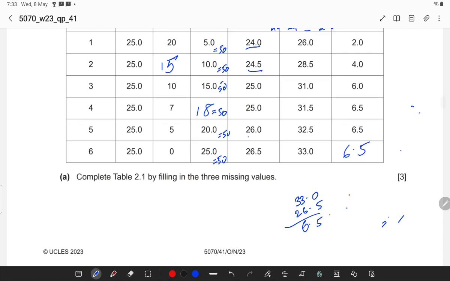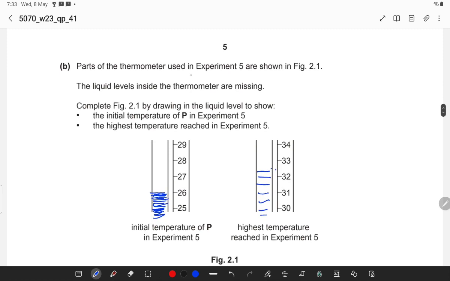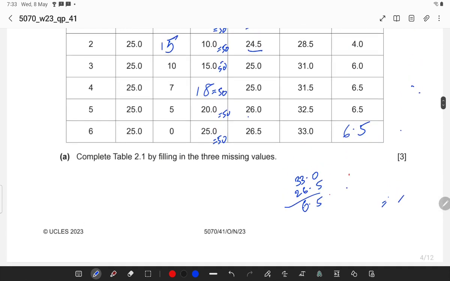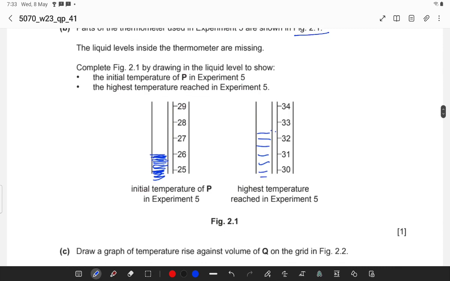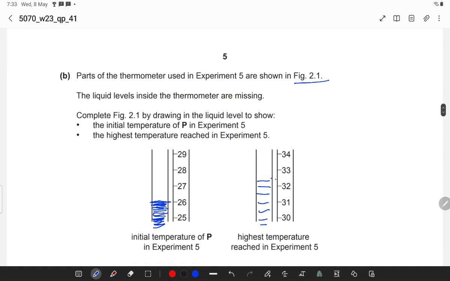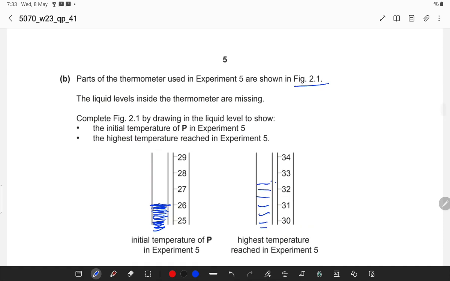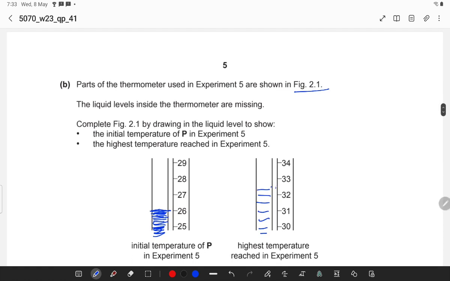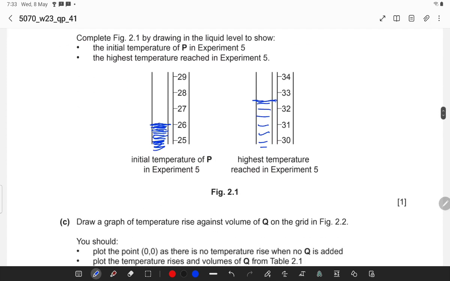This is 6.5. So parts of the thermometer used in experiment 5 are shown in figure 2.1. The liquid levels inside the thermometer are missing. Complete figure 2.1 by drawing in the liquid level to show the initial temperature of P in experiment 5. The initial temperature in experiment 5 is 26, so fill it up to this point, and the highest temperature reached in experiment 5 is 32.5. So this is approximately 32.5.